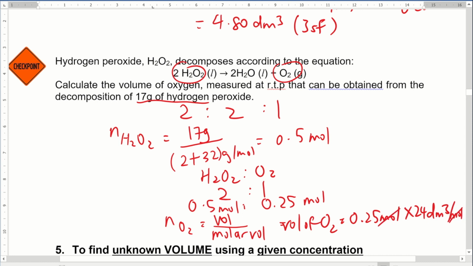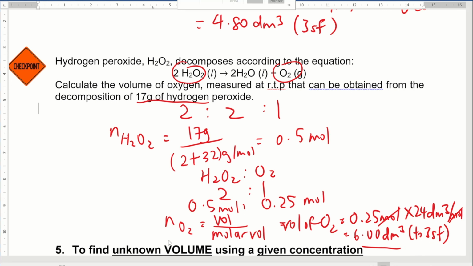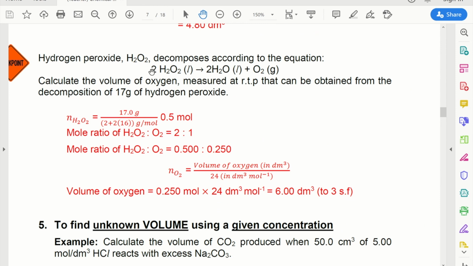Cancel away the unit. Okay, I realize that it is 6 dm cube to 3 SF. So always leave your answer to 3 SF. Alright, so this is how we calculate. To recap, I have the balanced equation, I have the mass, I want to find the number of moles first. So to find the number of moles, mass over molar mass, and I will get 0.5 mole of hydrogen peroxide.